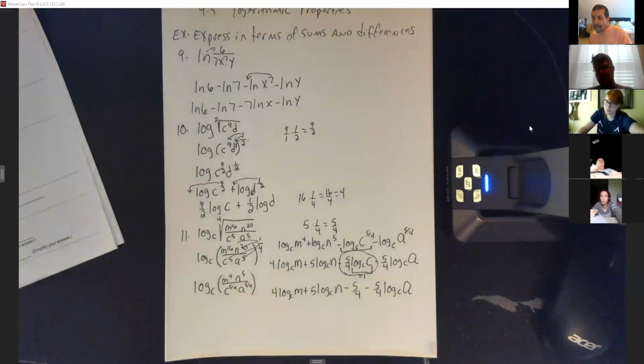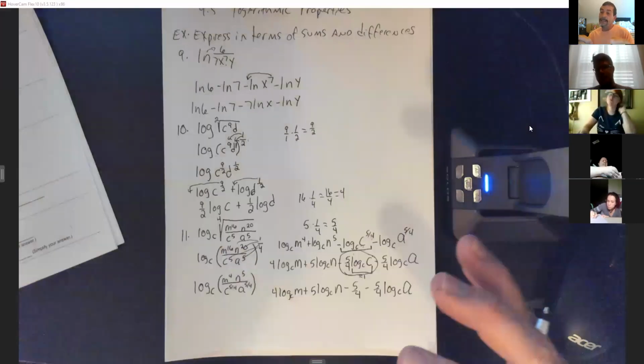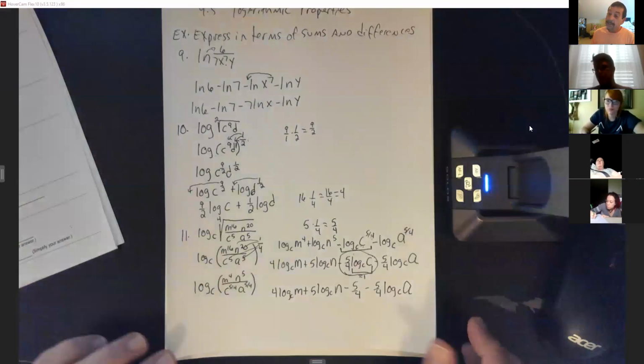So not real bad. So now what we'll do, we'll start out with a bunch of logs, and we're going to try to turn them into a single logarithm. So we're going to go the other way.